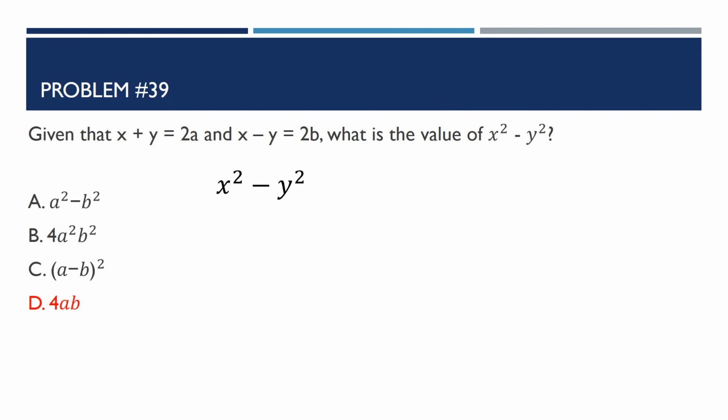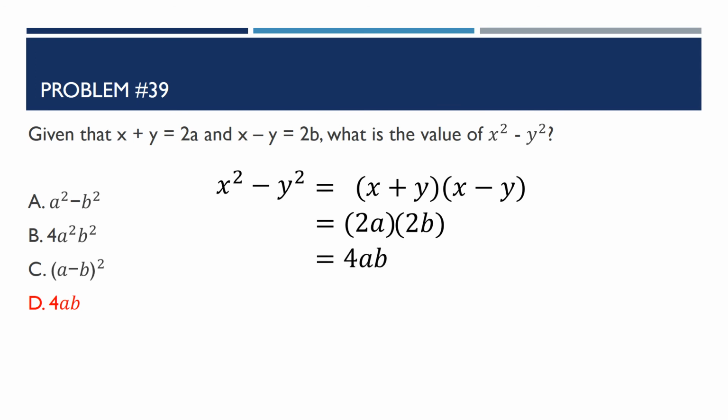Using the concept of difference of two squares, x squared minus y squared can be expanded into x plus y times x minus y, or the factored form of the difference of two squares. That means if you multiply these two, x plus y and x minus y, it will go back to x squared minus y squared. Now it's given that x plus y is 2a and x minus y is 2b. So we substitute and then we multiply. So 2a times 2b is 4ab.